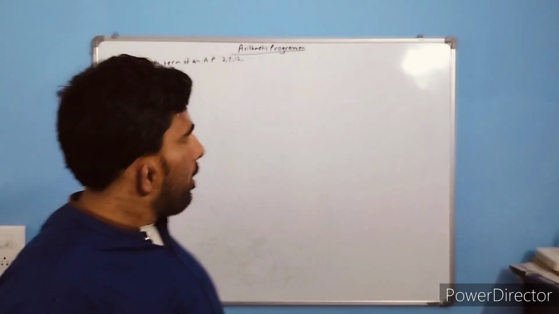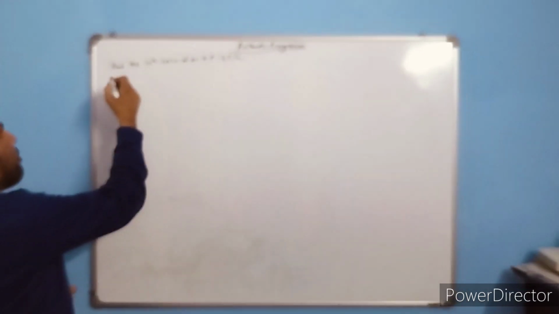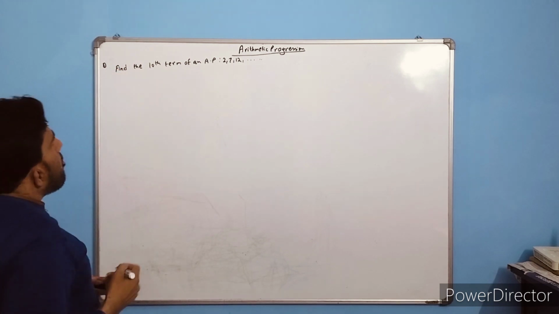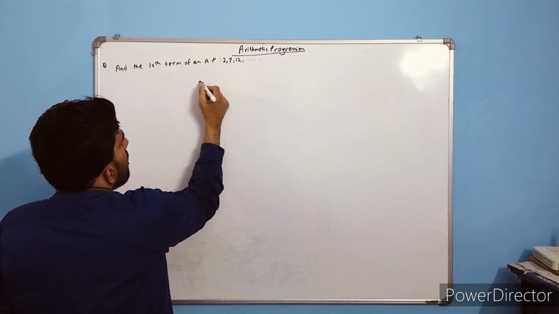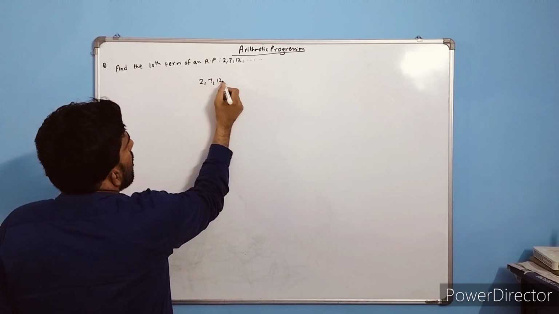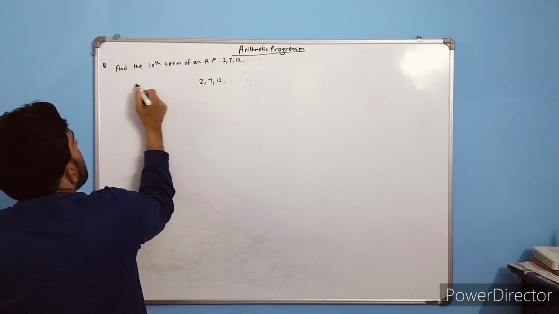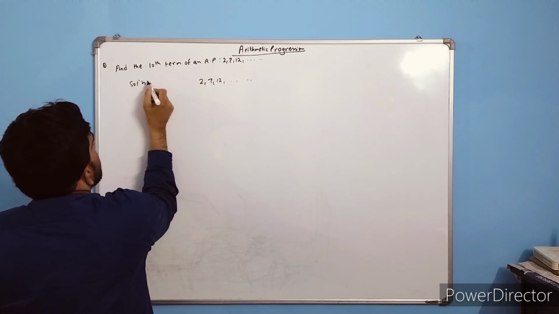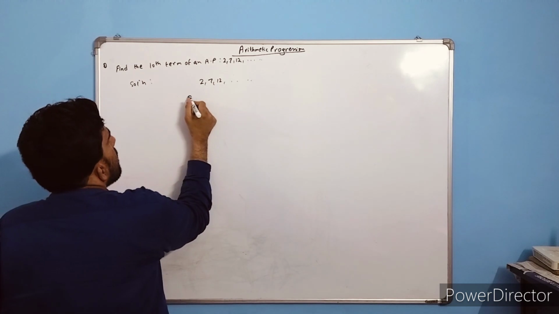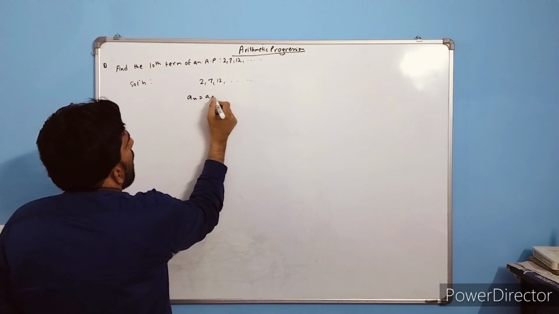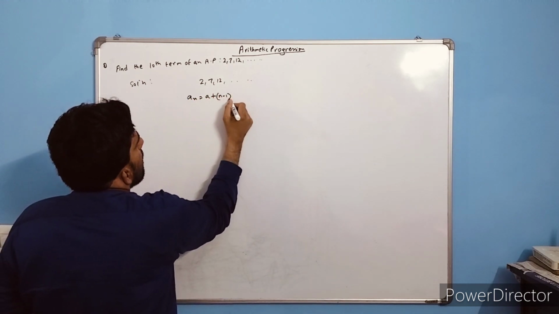Now see, I have one problem. Find the 10th term of an AP. The AP is given, the sequence is given. Now I need to find its 10th term. How will we find the 10th term? We have the formula, that is an is equal to a plus n minus 1 into d.